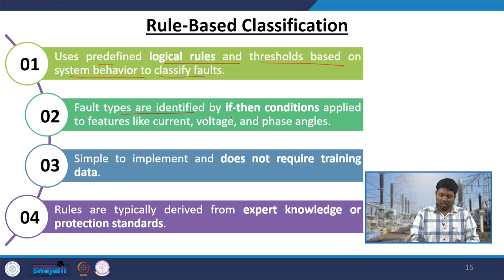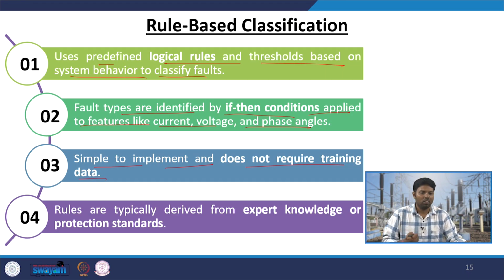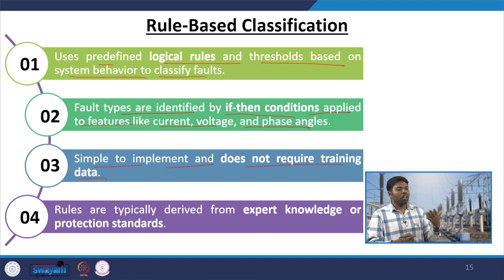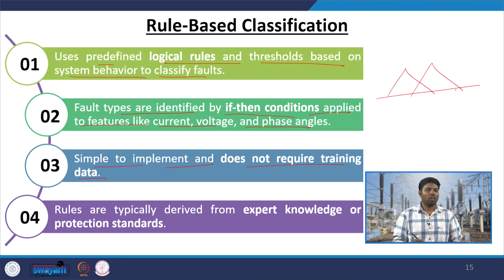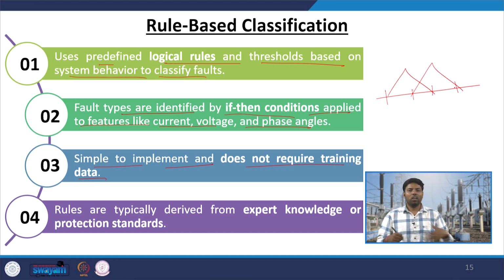So, fault types are identified by if then conditions applied to features like current, voltage and phase angles. Simple to implement and does not require training data. So, that is a pre AI condition. That means you do not need training data to train your model. It is like a fuzzy logic where we set the membership functions depending upon their values. So, you set the values and depending upon that you will say what is the actual scenario we are incurring.